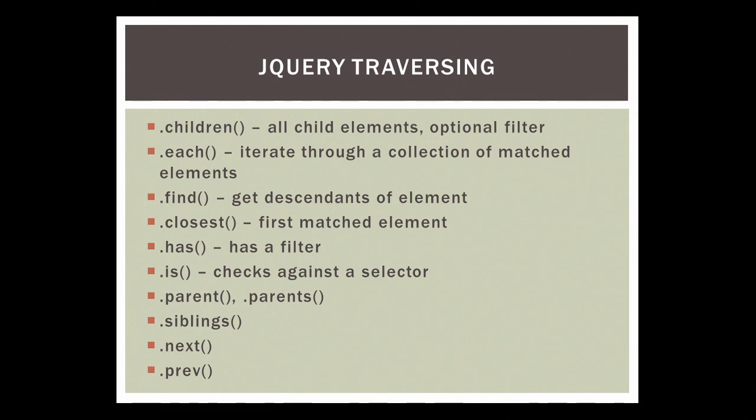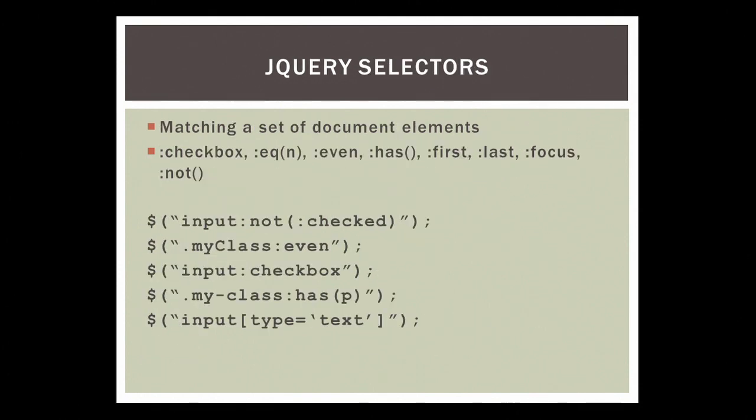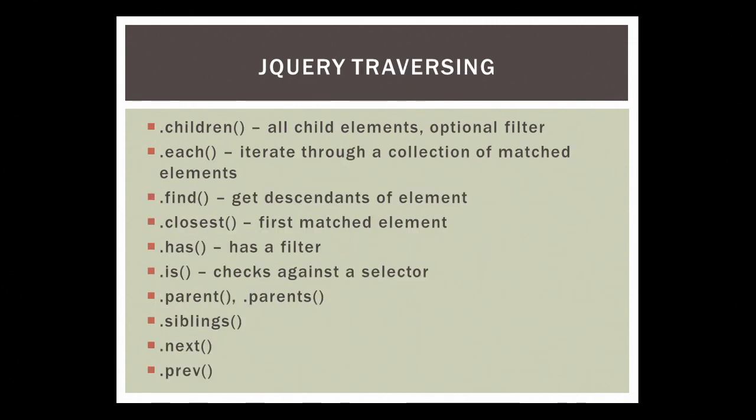Has is another filter. So if we look back at this example here, down here, dot my class has a p, has a p tag. So that's another selector that you can use. Is is cool because say you have a whole bunch of checkboxes on your page and you want to find only the ones that are checked.